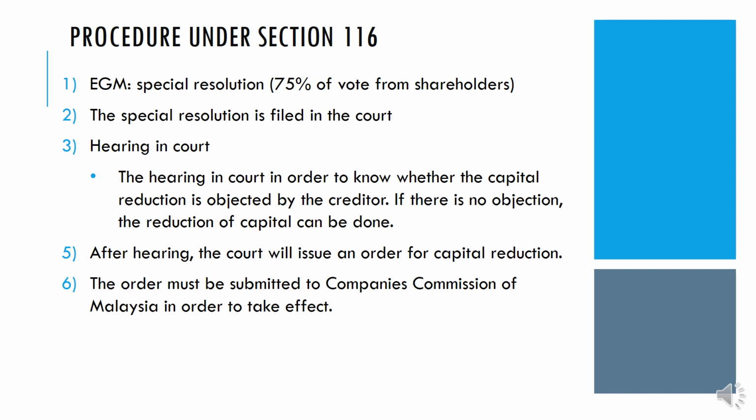Procedure under section 116. First, there must be an EGM with a special resolution, that is 75% of the vote from shareholders. Extraordinary general meeting, EGM, all shareholders must be there. They need a special resolution with 75% of the vote from shareholders. Then this special resolution must be filed in court. After they file it, the court will give them a hearing date.